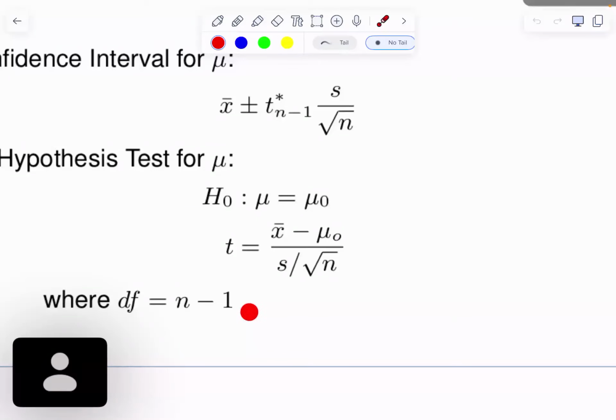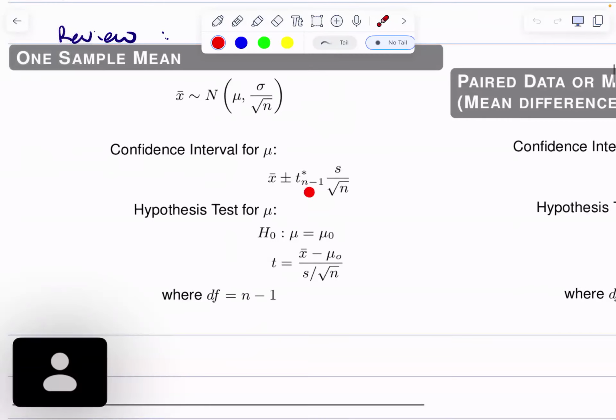Down here, I have the degrees of freedom for a one sample mean question is just your sample size minus 1. So the t star is your critical value for your confidence interval, and then S is your sample standard deviation, and of course N is your sample size.